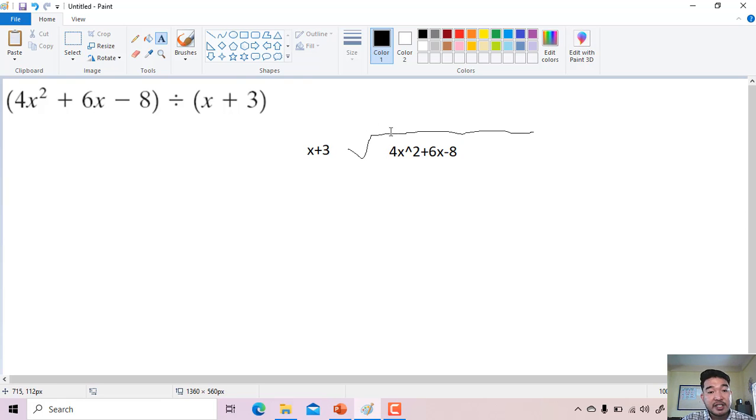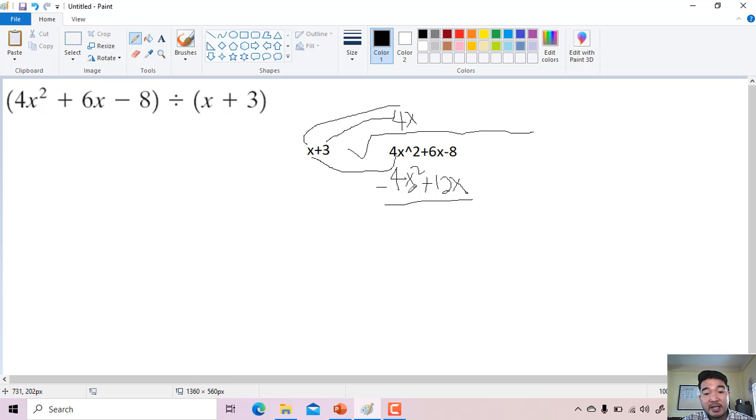So once again, the first step is to divide 4x squared by x. So that is equal to 4x. So you write 4x here. And then after dividing, you multiply 4x by x and 3. So 4x by x is equal to 4x squared. And then 4x times 3 is equal to positive 12x. And then after multiplying, we subtract.